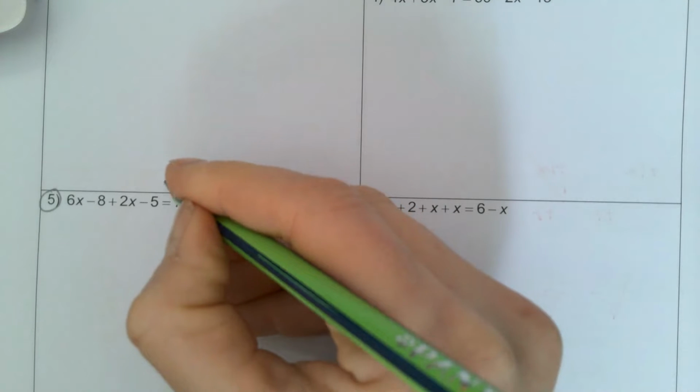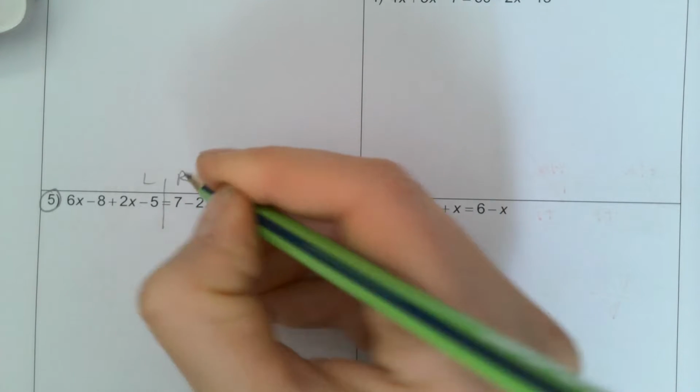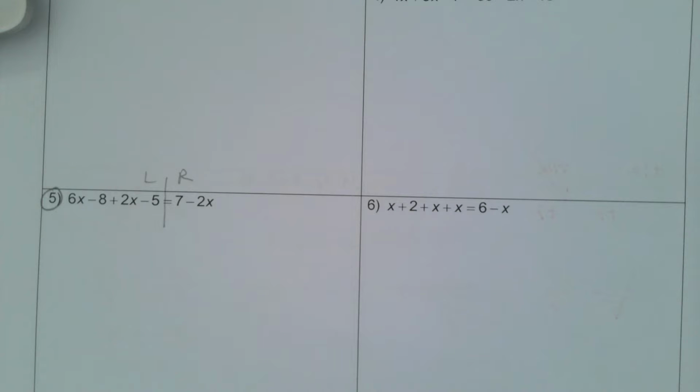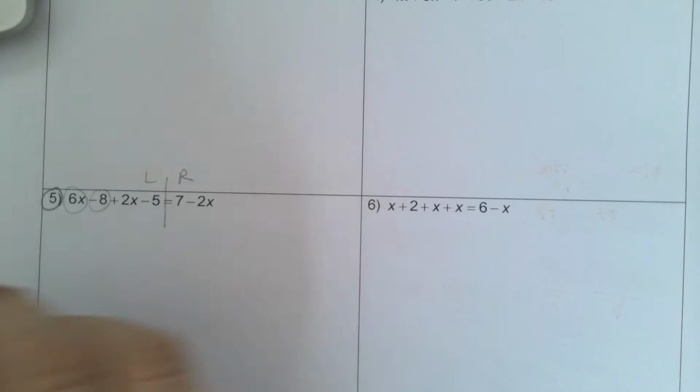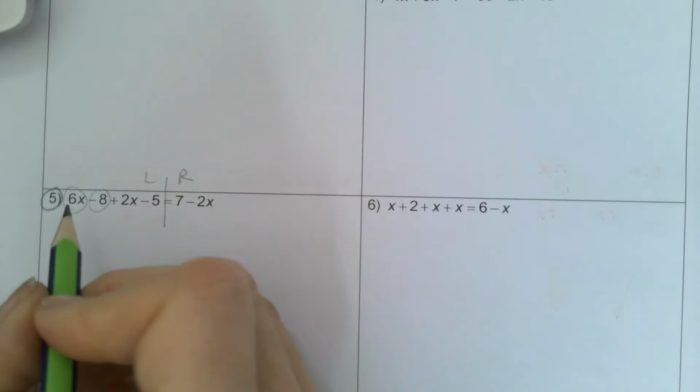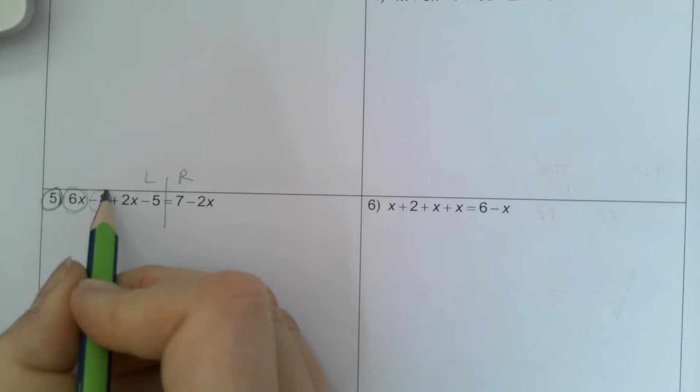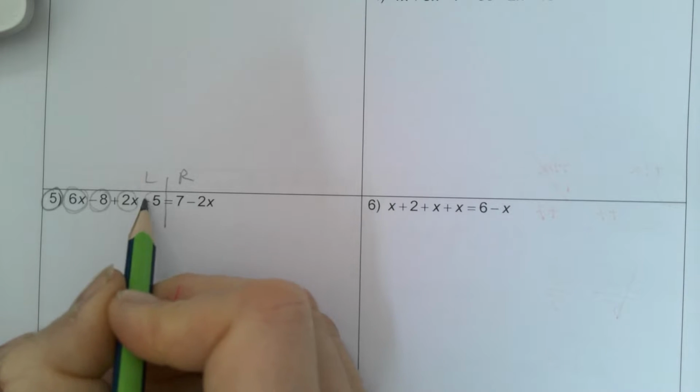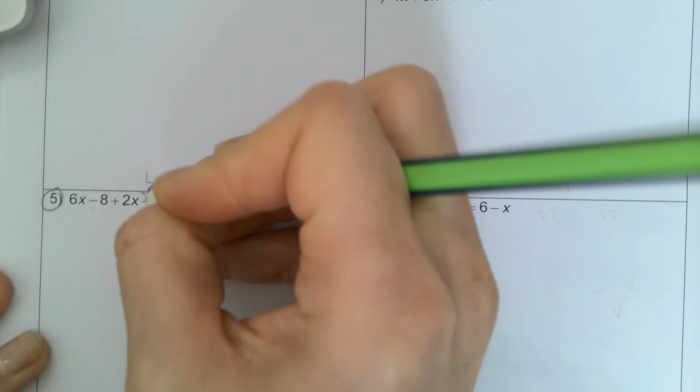We cut it at the equal sign to make the left side and the right side. And now we have to ask ourselves, if I look at the left side, I have 4 terms, 1, 2, 3, 4 terms on the left. So can I simplify the left side before I start to solve the equation?